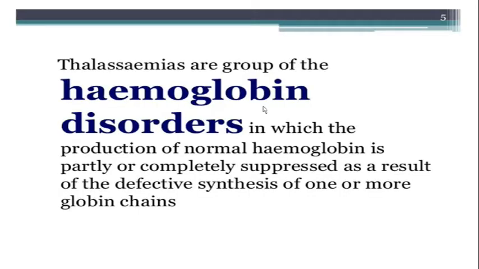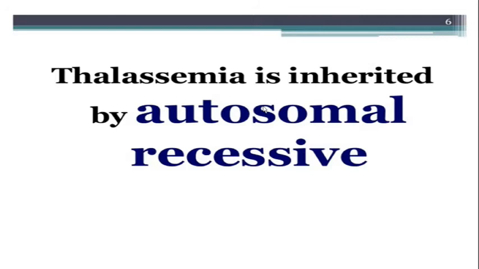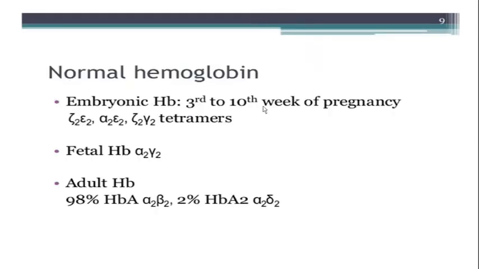Thalassemia is a very important topic. It's one of the commonest causes of hemolytic anemia, and it's basically a hemoglobin disorder in which the production of normal hemoglobin is partly or completely suppressed because of the defective synthesis of one or more globin chains. What is important to remember is that thalassemia is inherited as an autosomal recessive disorder.